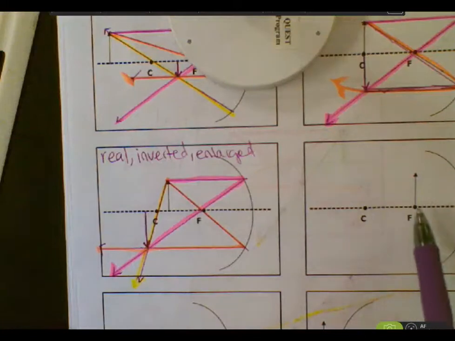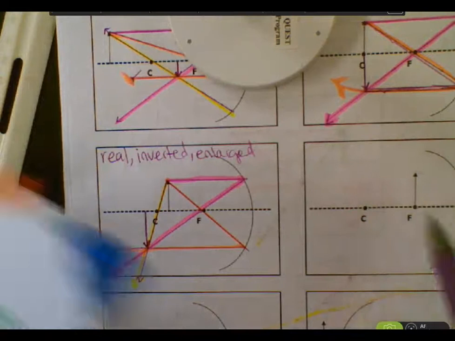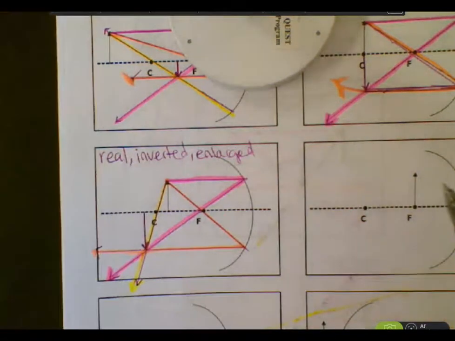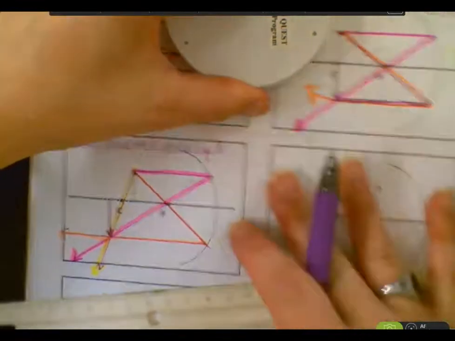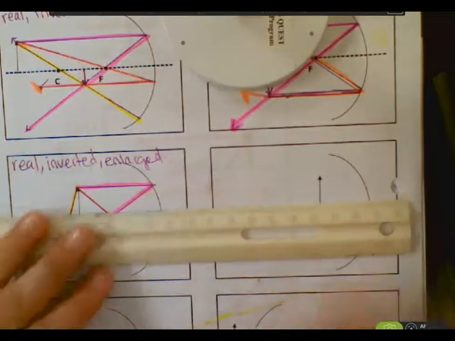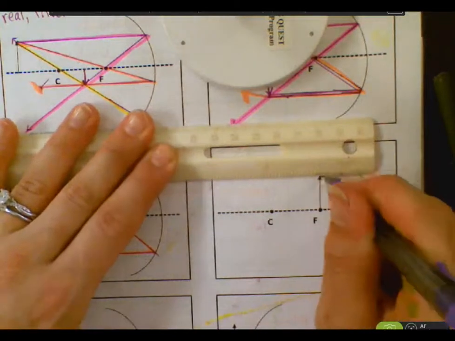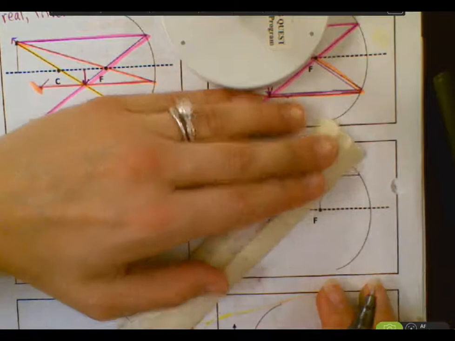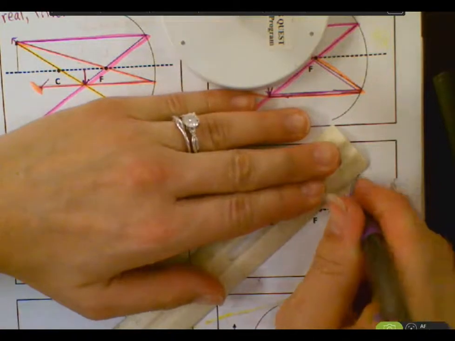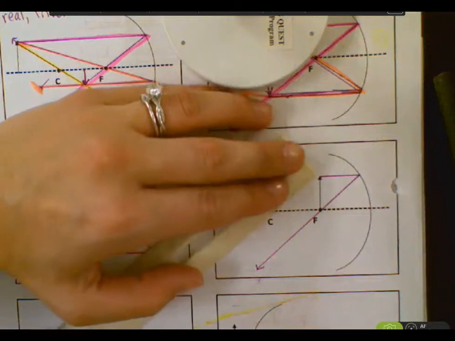Scenario number 4. What happens if your object is on the focal point? We actually talked about this yesterday in your notes. Well, what happens, I can do my first line, but I can't do my second line. I can't go through the focus because I'm on the focus, right? So I can do my first line. And I can't do my second line, but I can do my third line.